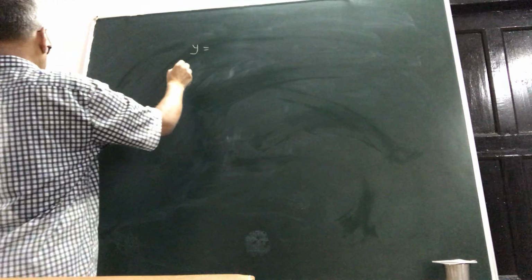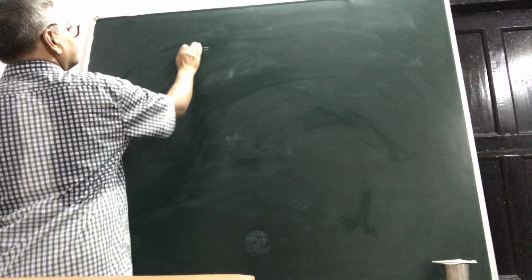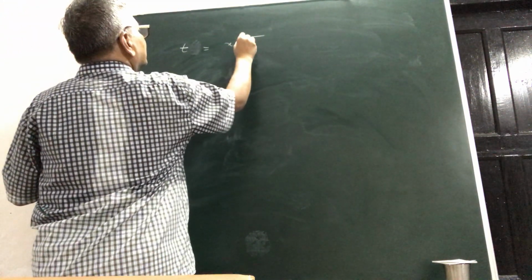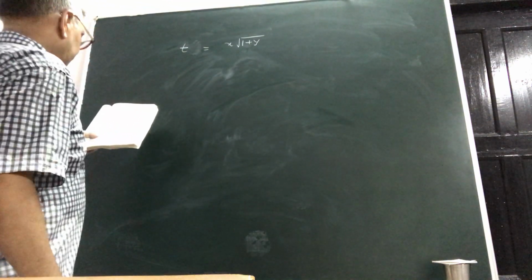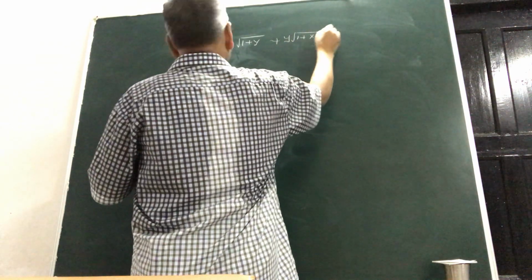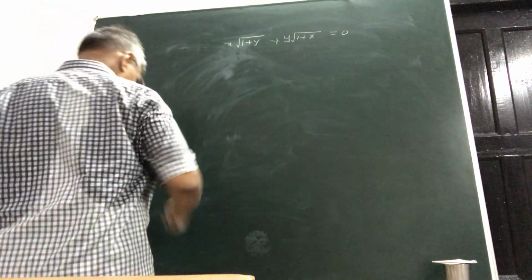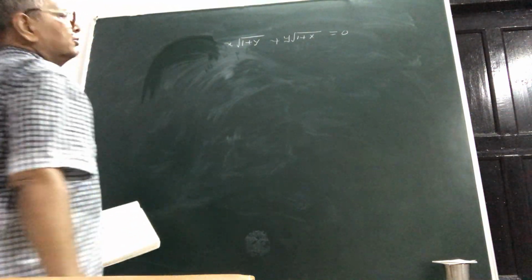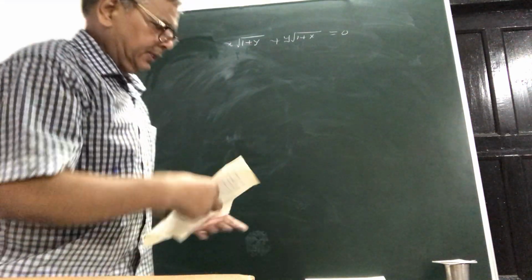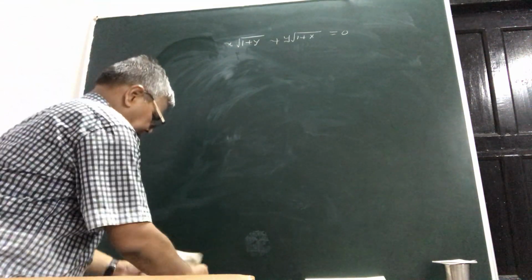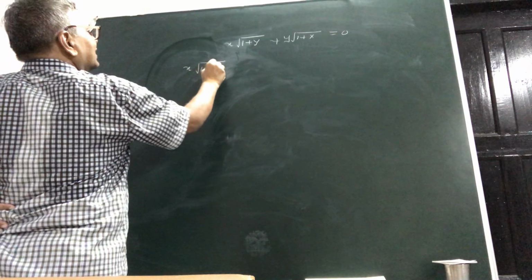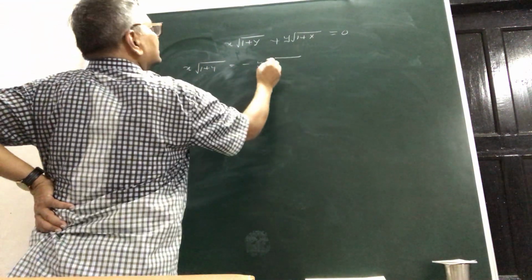The equation given here is x under root 1 plus y, plus y under root 1 plus x, is equal to 0. So this is equal to 0, and you have to find the value of dy by dx. So here what you need to do is take the other term to the other side: x under root 1 plus y will be equal to minus y under root 1 plus x.